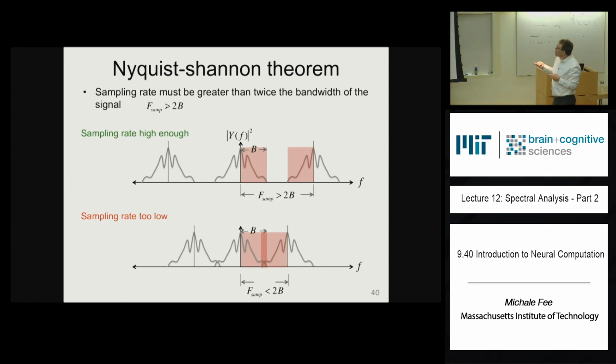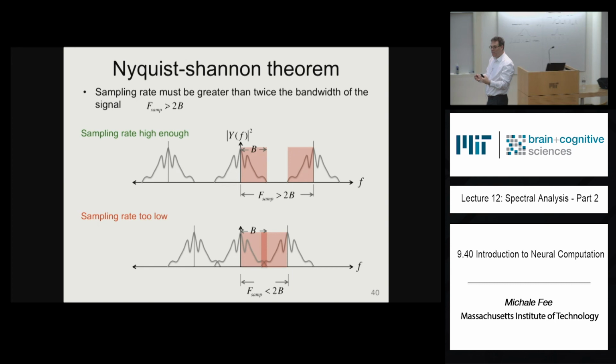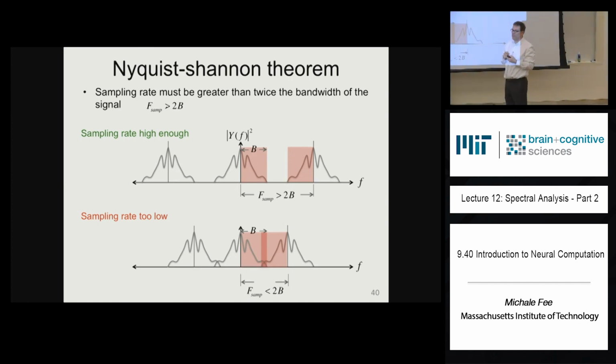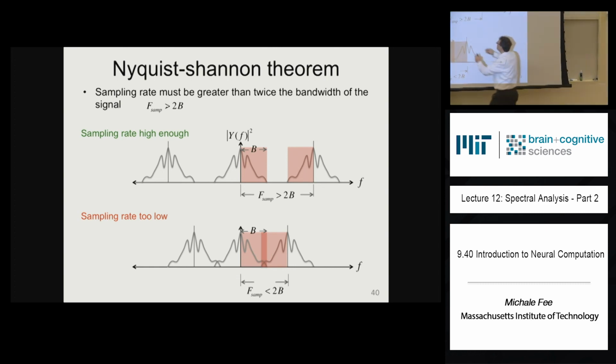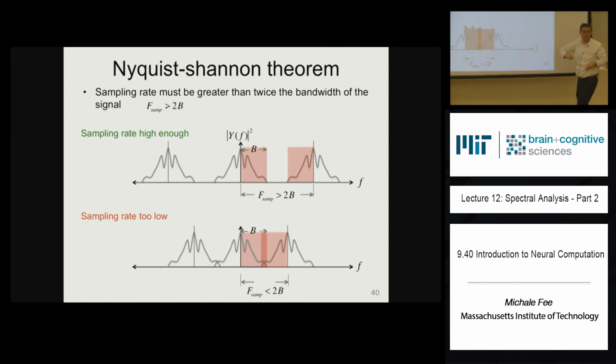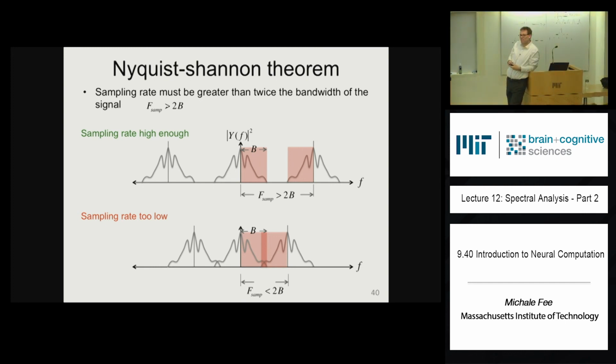Okay, so let me just say it again. If your signal has some bandwidth B, in order to sample that signal properly, your sampling rate needs to be greater than twice that bandwidth. Okay? All right, any questions about that?